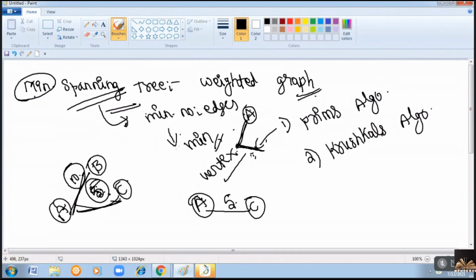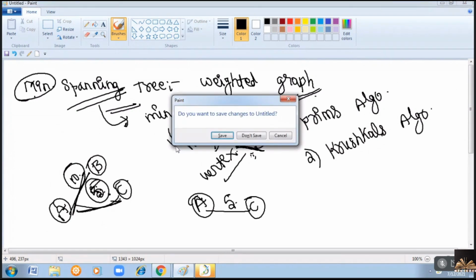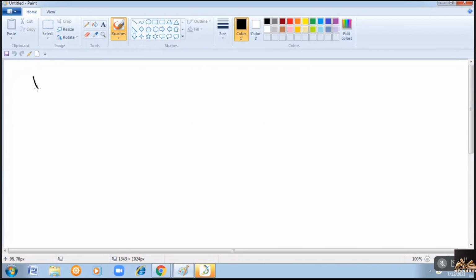Once all the vertices are visited, you can just count the weight of the edges which you have considered, right? So let me give you one example. After that, we'll see Kruskal's algorithm. First, for Prim's algorithm, you take one example.